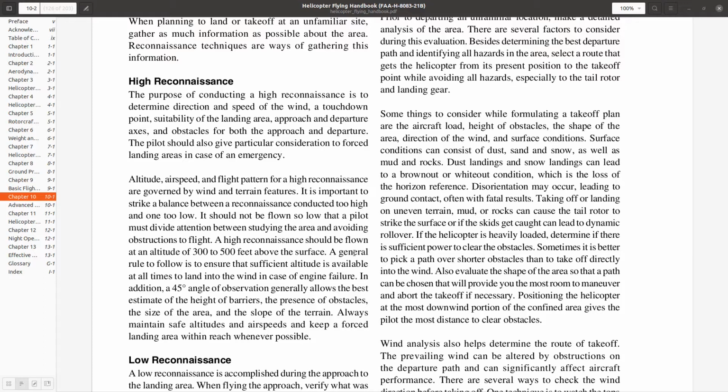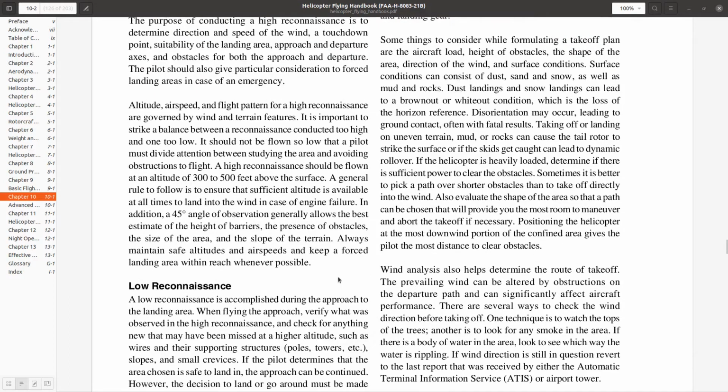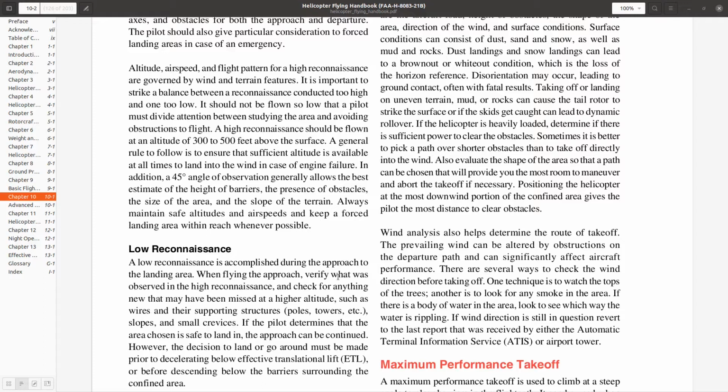So then you have your high reconnaissance, and you're circling your point typically. And then you get to your low reconnaissance. So the low reconnaissance, what is that? Well, that's below 300 feet, basically. You're coming in, and essentially you're doing your approach. You're just verifying what you found with the high reconnaissance. You want to make sure that there were no unseen obstacles you didn't see when you're higher up. Power lines are really bad for helicopters. You want to make a decision about where you're going to land before you get below that magical ETL speed. You want to stay above that ETL speed before you start descending into your spot.